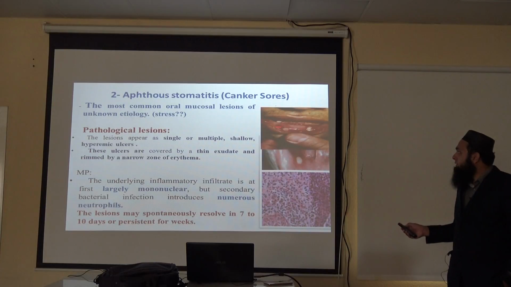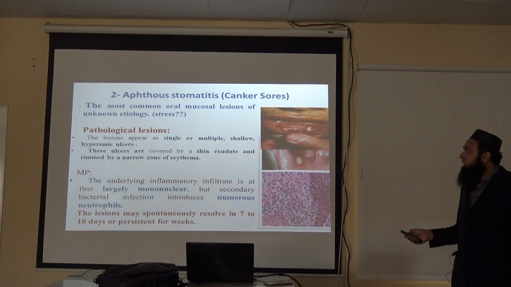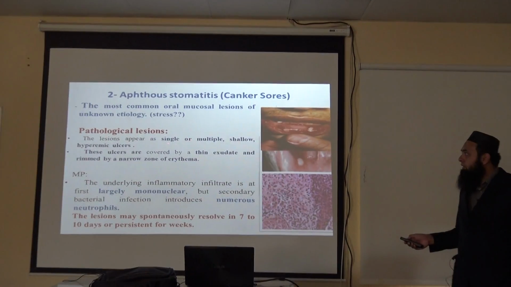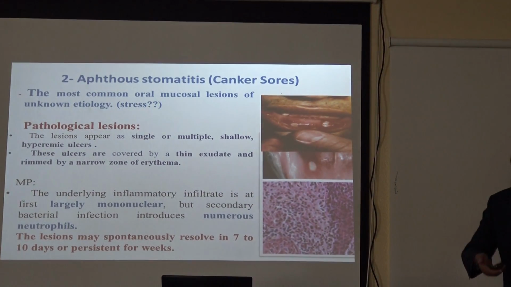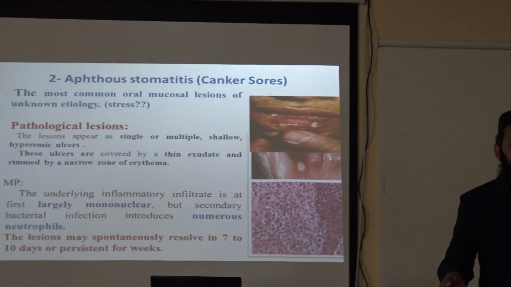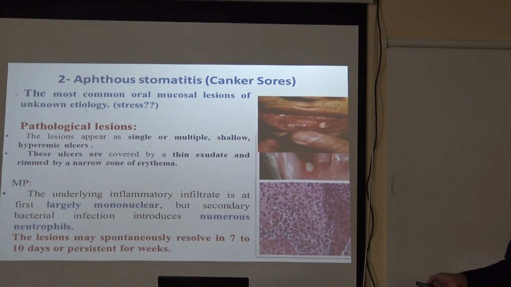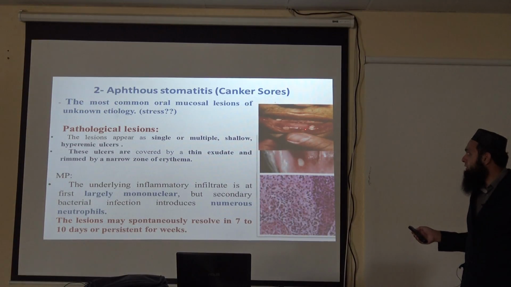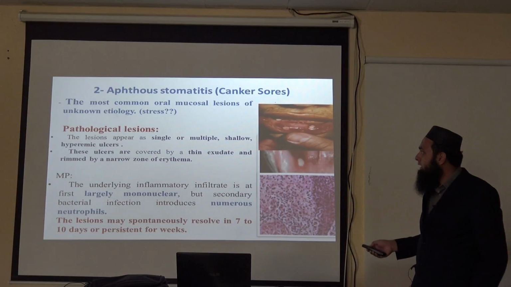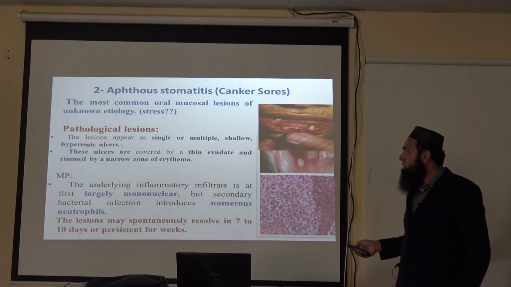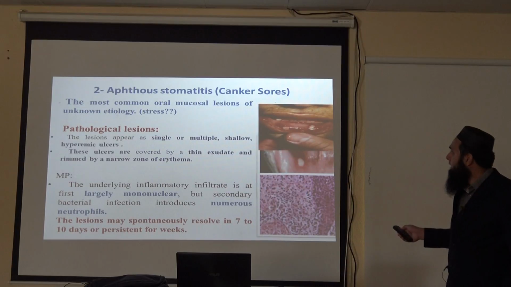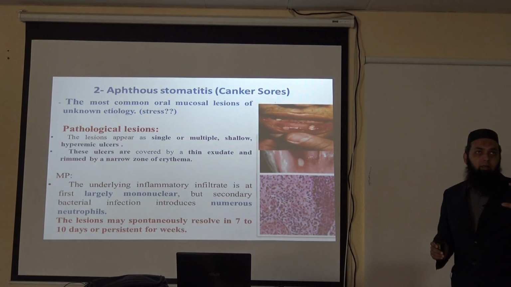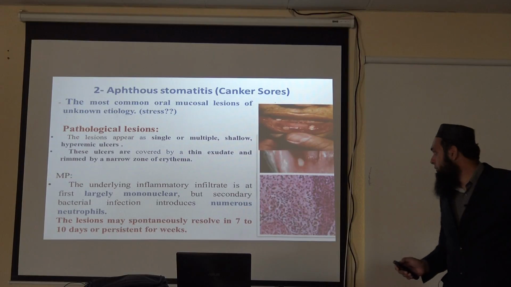So what are these ulcers in the mouth? They appear as single or multiple shallow hyperemic ulcers. It can be single, it can be multiple, but usually they are shallow, not very deep. Hyperemic means a lot of blood; usually you see red around the ulcer. The ulcer is white, but there's a reddish area around it. So these ulcers are covered by thin exudate and rimmed by a narrow zone of erythema. The same thing, they're surrounded by erythema, meaning blood vessels are there, so a lot of blood.